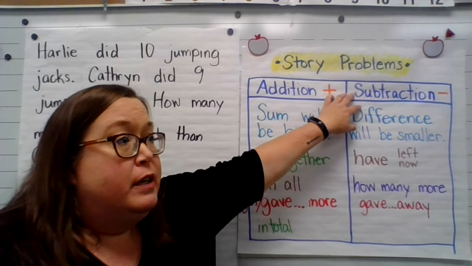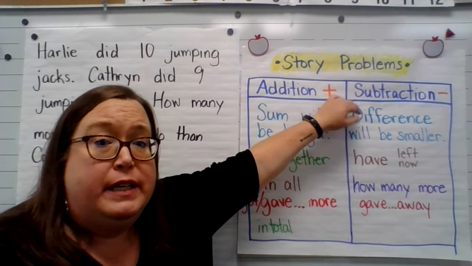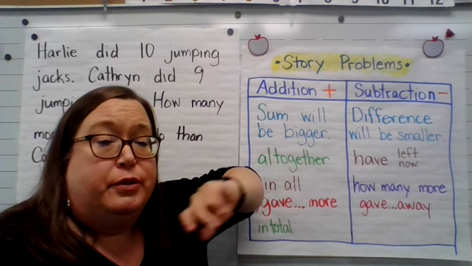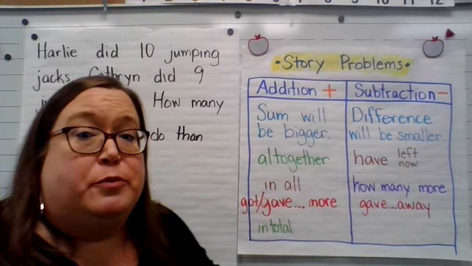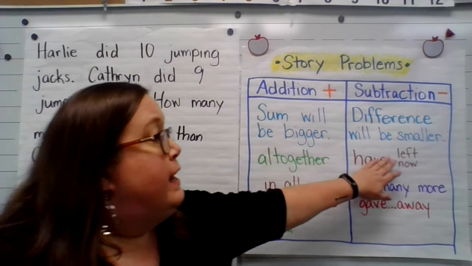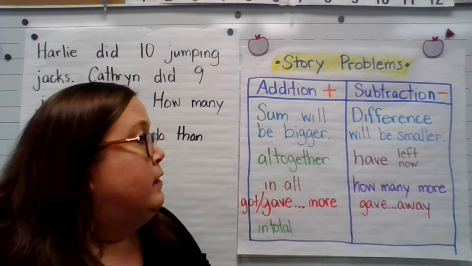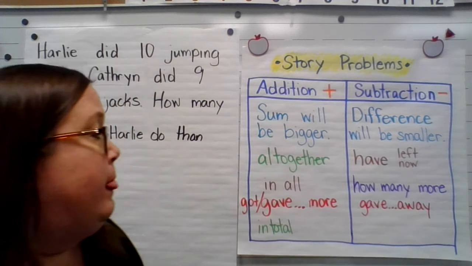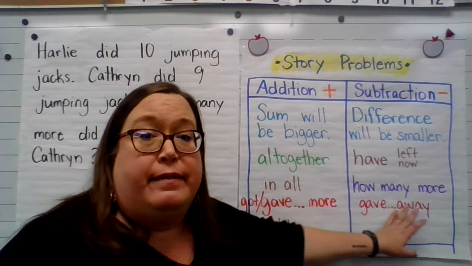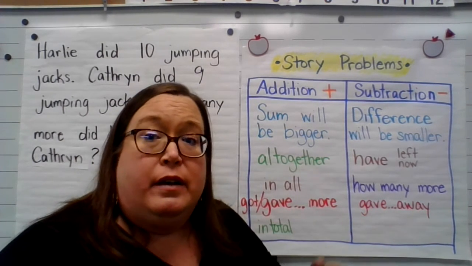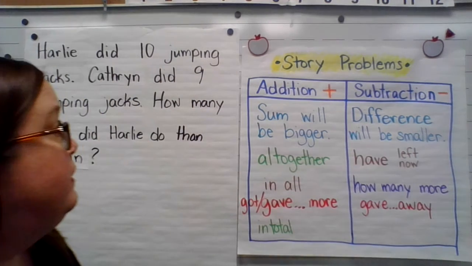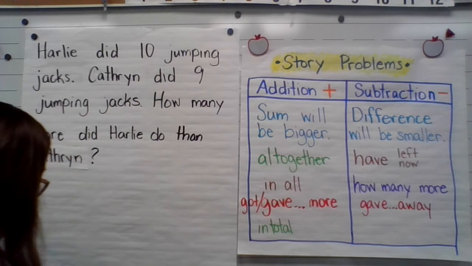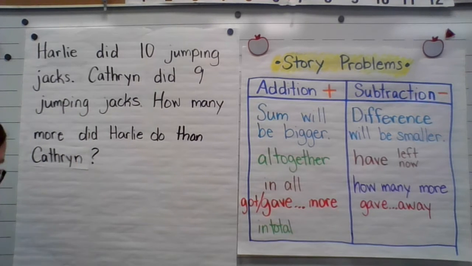Now, if you are reading the story problem and you come across these words, we know it's going to be subtraction. So if you hear have left or have now, how many more, or if someone had something and they gave some of that away, those would be good clues that we're going to subtract. Let's take a look at our story problem for today.